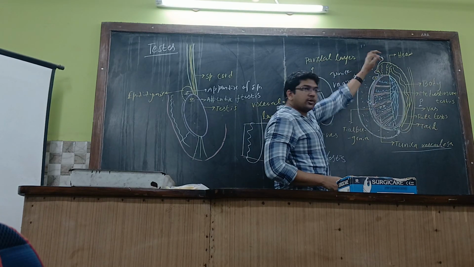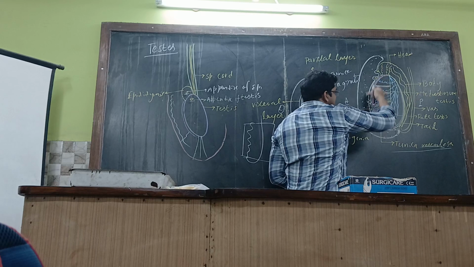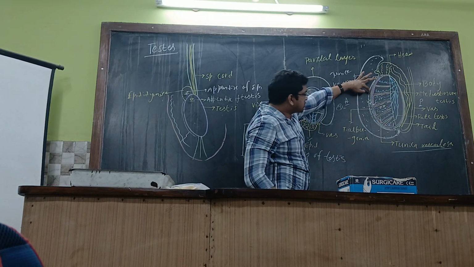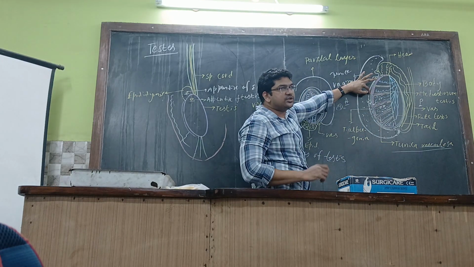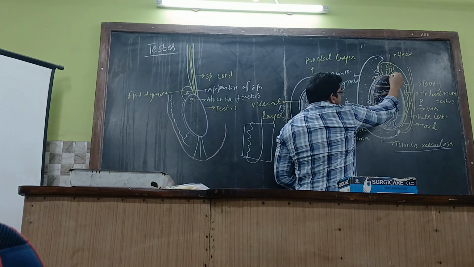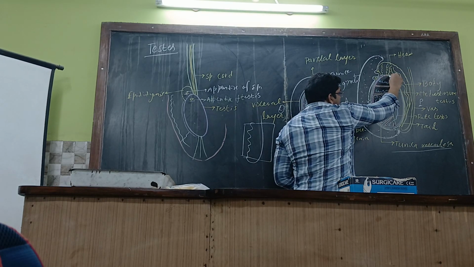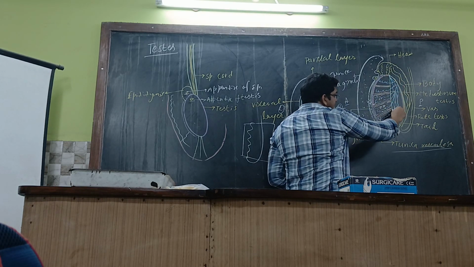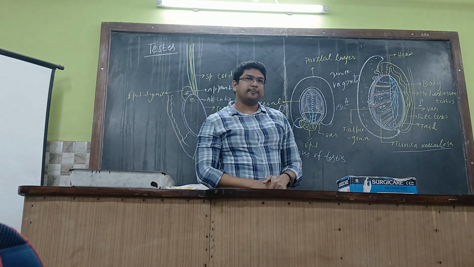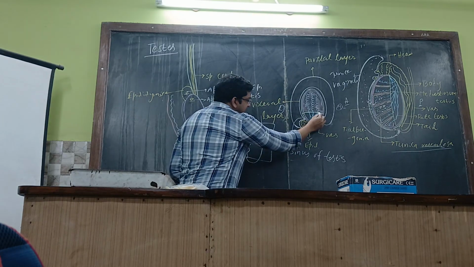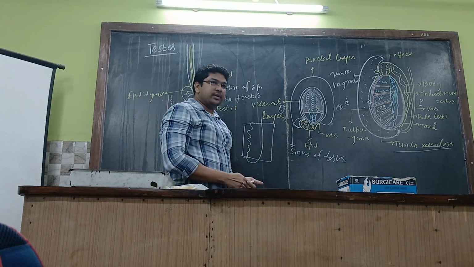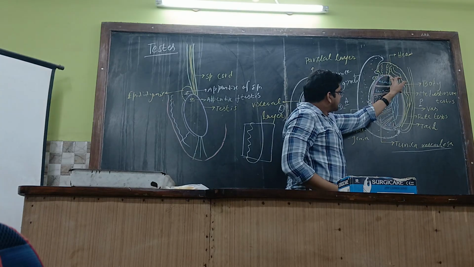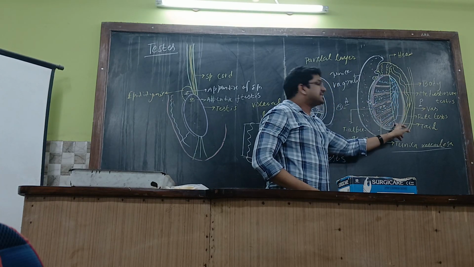See here properly over here, everybody. This testis is covered by the green color structure, nothing but the tunica albuginea. This tunica albuginea, towards the posterior border, will be sending a septum into the testis in this manner. A septum over here from the posterior border. This tunica albuginea, same green color, will be entering into the testis.